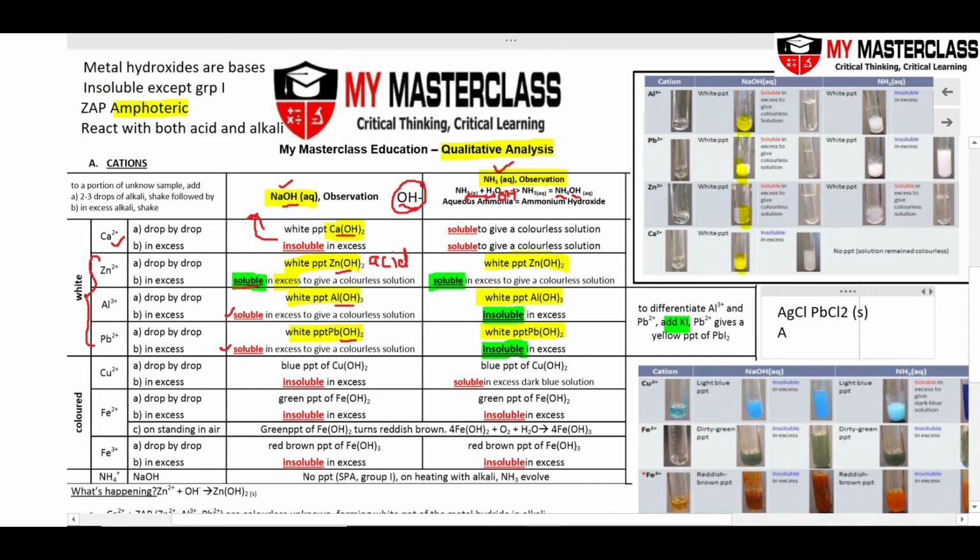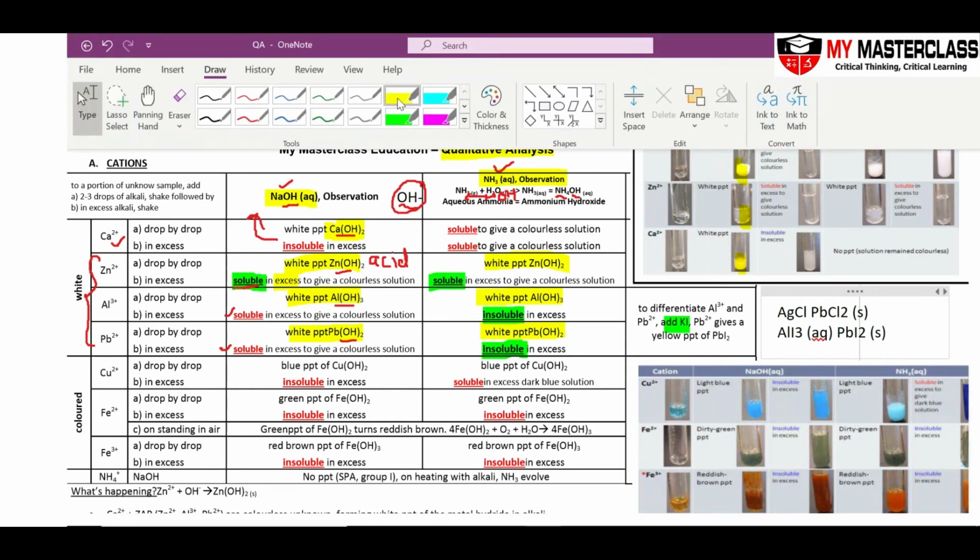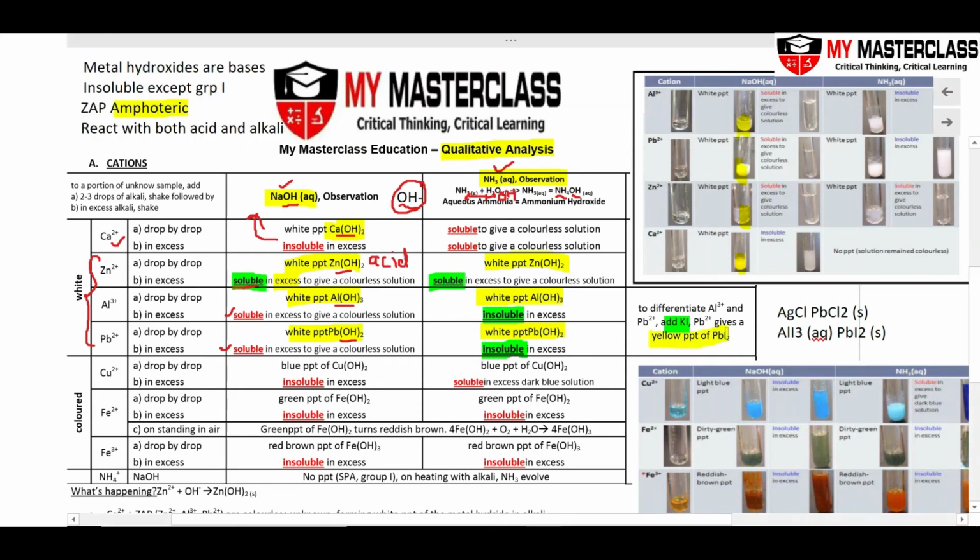So my AlI3, when you swap partner, this is soluble. But my PbI2 is going to be insoluble. And that is when I will see a yellow precipitate of lead iodide. After I add KI, I'm going to swap partner. My potassium is going to swap with Pb, and my Pb is going to partner the iodide to get PbI2. And it is insoluble because of your solubility table.